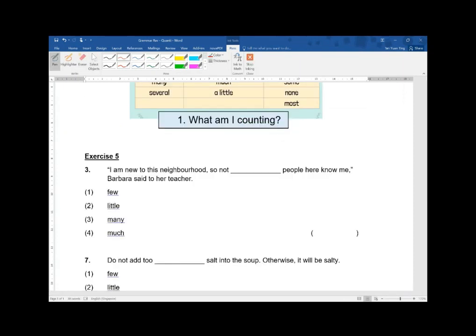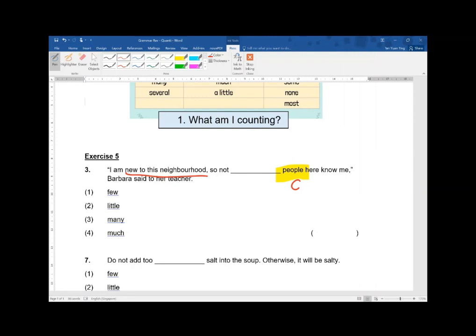Question 3. I am new to this neighborhood, so not blank people here know me, Barbara said to her teacher. So very quickly, what are we counting? I'm counting people. And I know that people here is a countable noun. Now let's look at the entire sentence. Okay, Barbara here is new to the neighborhood. So if she's new, most likely she will not know that many people.